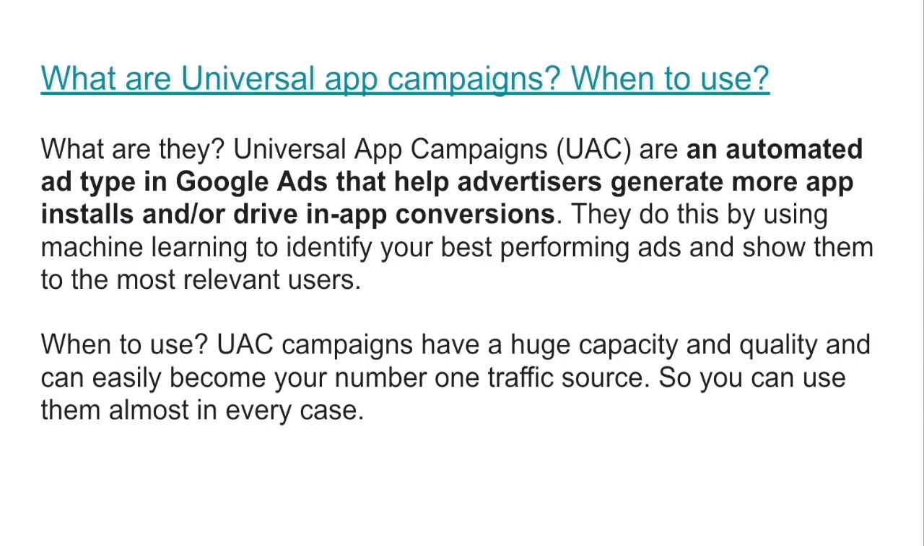Let's talk about what universal app campaigns are. Universal app campaigns are automated Google Ads campaigns that use machine learning for their optimization. When to use them? Google UAC has a huge capacity and quality, meaning that you can use such campaigns in almost every promotional case.